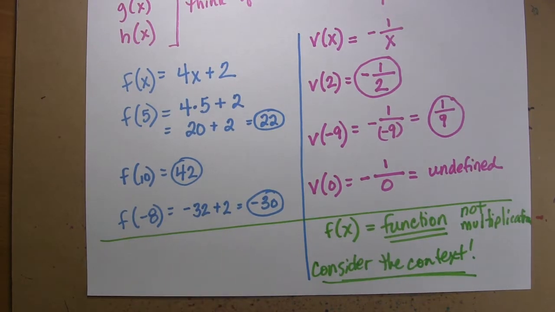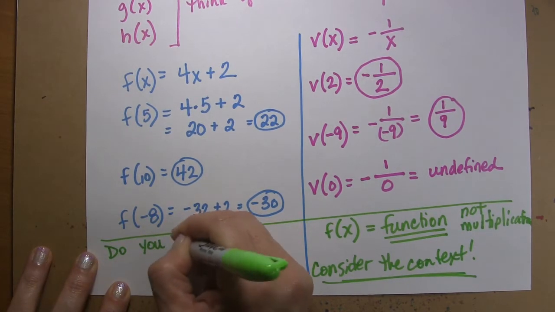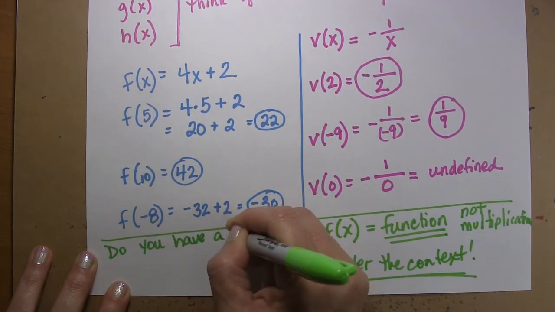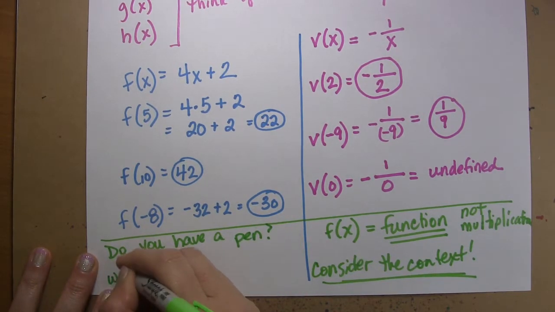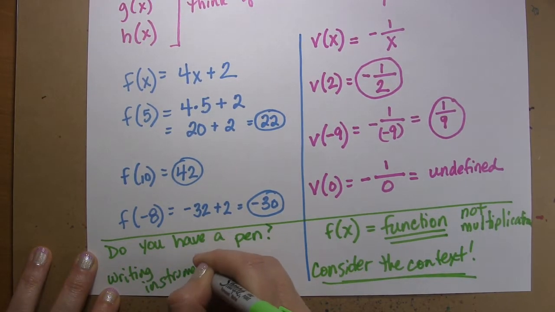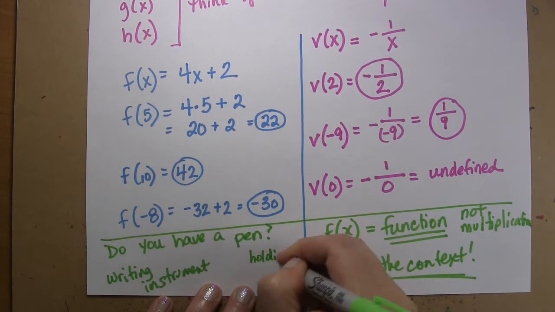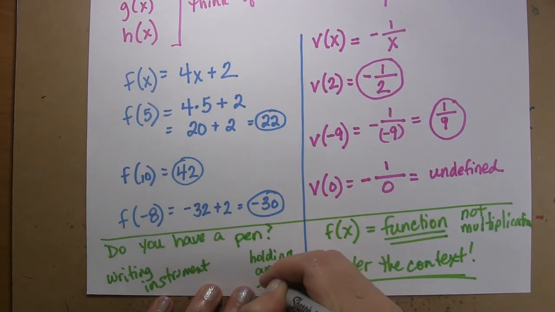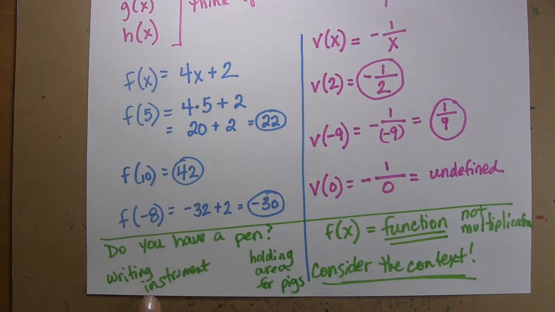Consider the context. Just like the word, if I asked you, do you have a pen? Right? What am I talking about? Am I talking about a writing instrument? Or am I talking about a holding area for pigs? Well, you would consider the context.